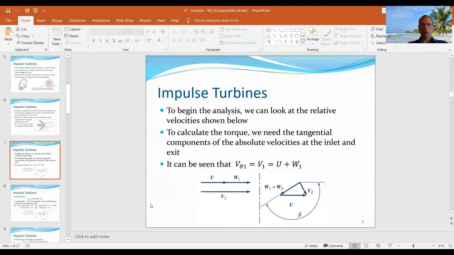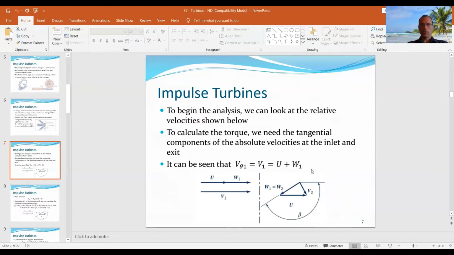So looking at these relative velocities, this is the incoming stream. I have some total fluid velocity V1. That's a combination of the bucket velocity U1. Remember, this bucket's spinning around as the water's hitting it, so it has some tangential component of velocity, U, which is just the rotational speed, omega, times the radius r. Then there's some relative fluid motion, which is the difference between those two.